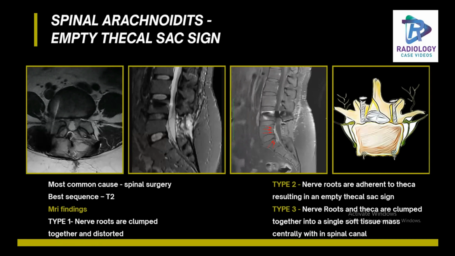Although arachnoiditis can be present throughout the subarachnoid space, it is most easily seen in the lumbar region where the cauda equina usually floats in ample CSF. So there are three types. Type 1 is when the nerve roots are clumped together and distorted.